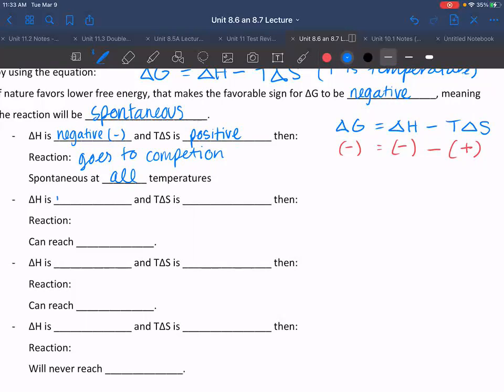What if you have a negative delta H and a negative T delta S? Well, this is when our reaction is spontaneous at low temperatures. But because we're not completing our reaction, there's a point where our forward and reverse reactions can happen at the same rate. So it is possible for this type of reaction to reach equilibrium.